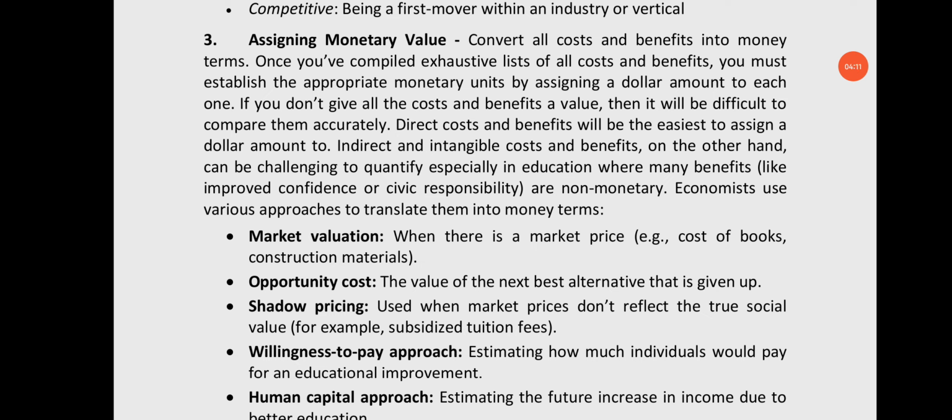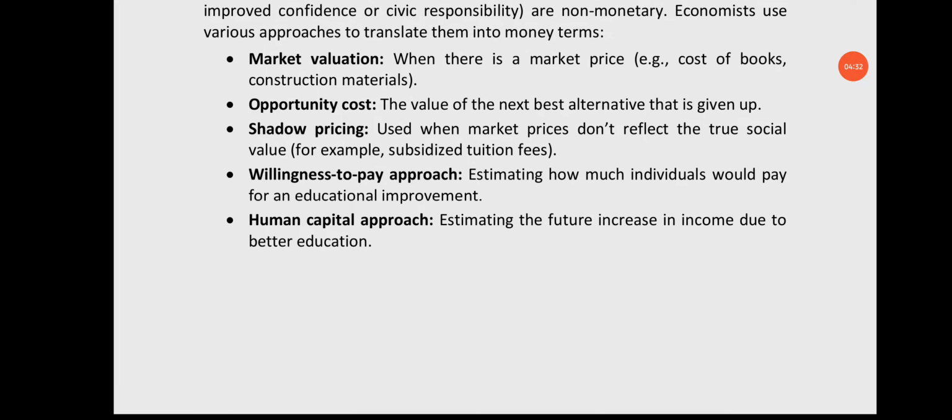Indirect and intangible costs and benefits, on the other hand, can be challenging to quantify, especially in education, where many benefits like improved confidence or civic responsibility are non monetary. Economists use various approaches to translate them into money terms. Market valuation, when there is a market price, for example, the cost of books or construction materials. Opportunity cost, the value of the next best alternative that is given up.